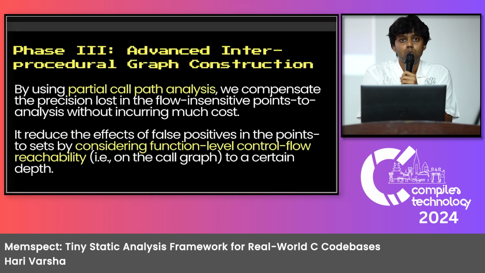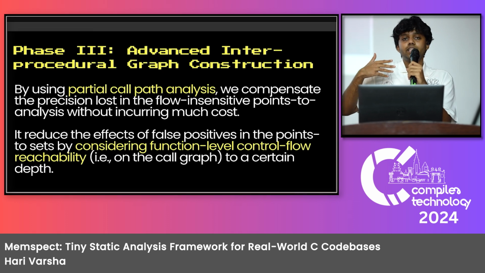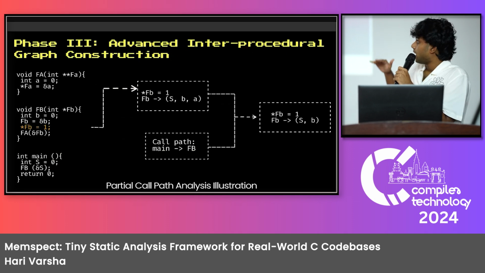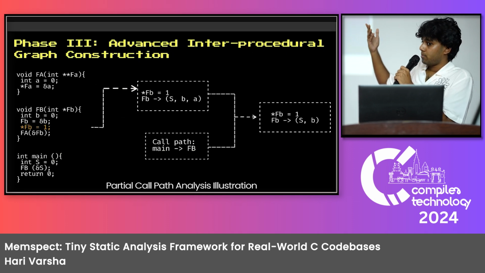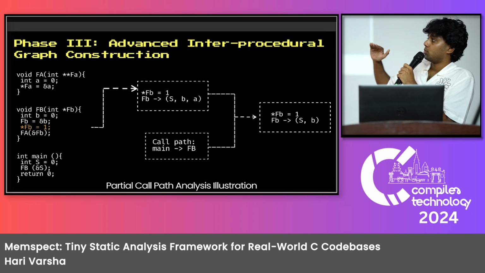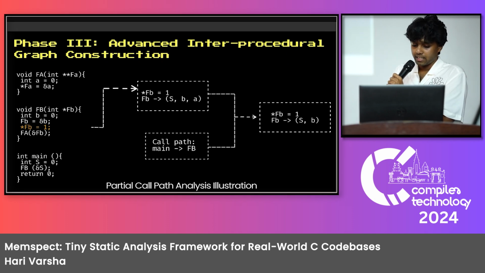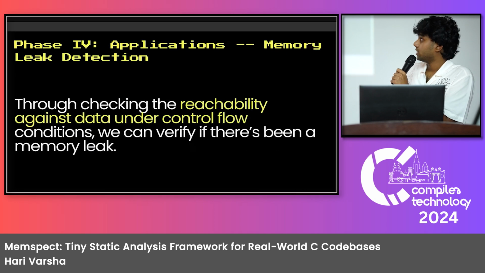What do we do to optimize this when it comes to large code bases? I'm going to do something called partial call path analysis. Essentially, the developer gets to limit the functions. As you can see here, there are two functions, FA and FB, and I can just say stop with FB. I just don't want to go 7 functions deeper and have a breakdown.